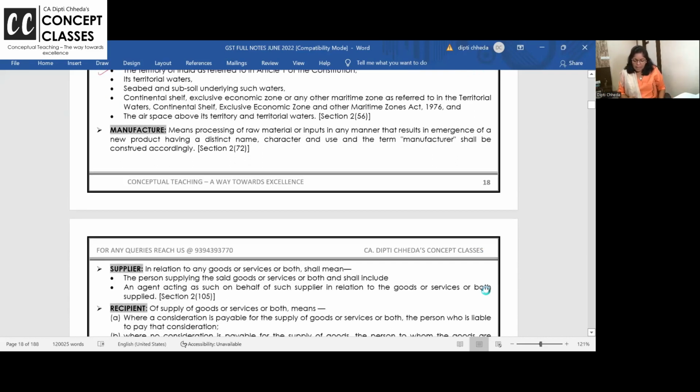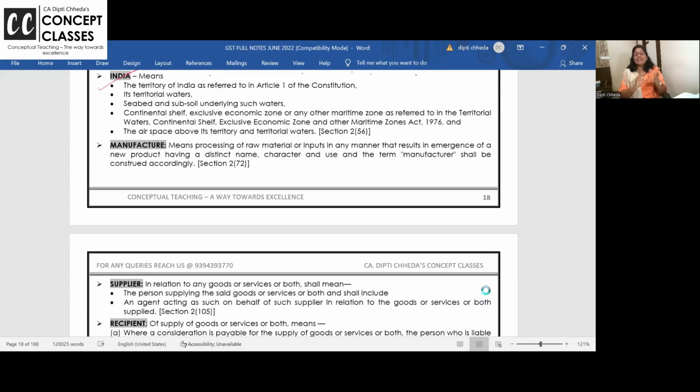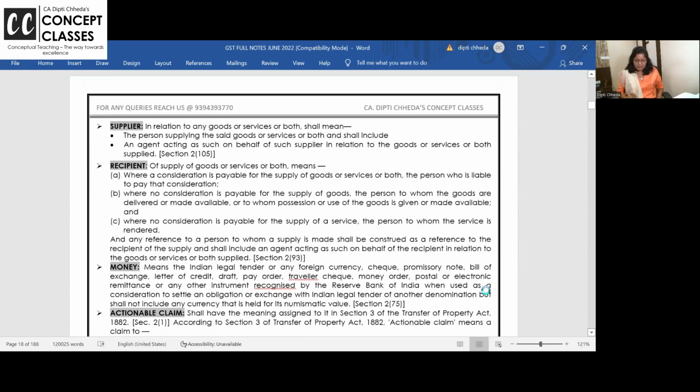Manufacture. What is the meaning of manufacturing? When you put some raw material and you get a different kind of product, it's called manufacturing. I'm putting potatoes and I'm getting Lay's chips. I'm getting cocoa powder, milk powder, and I'm getting Dairy Milk chocolate. So it means processing of raw material in a manner that it emerges into a different product with different name, character, use. It's called manufacturing. Can I ask all of you, do you know how to make a 5-star? Feed this one a 5-star, a KitKat.